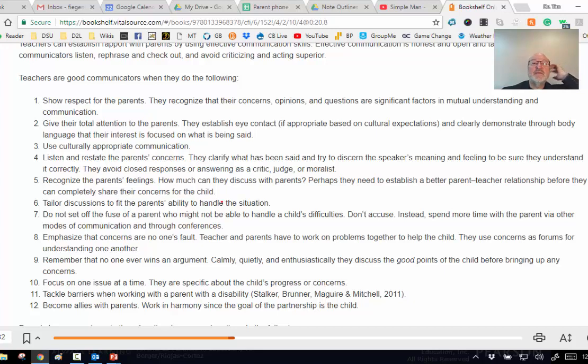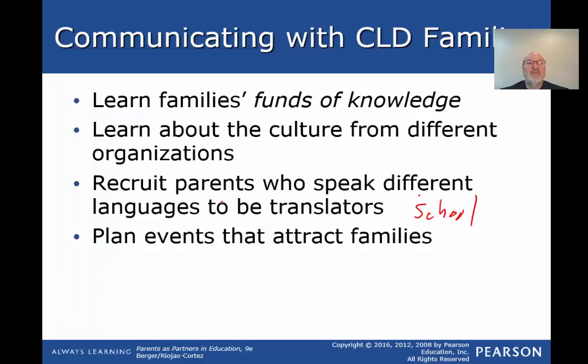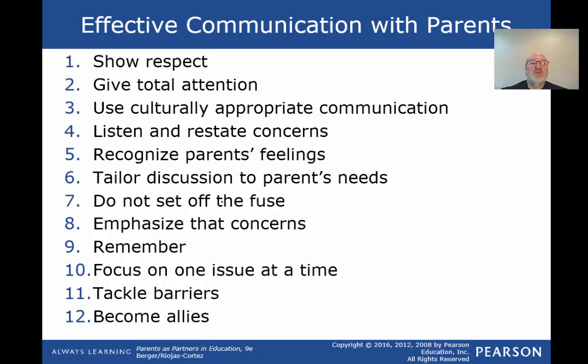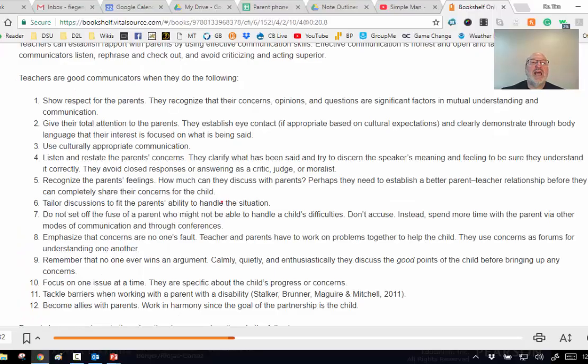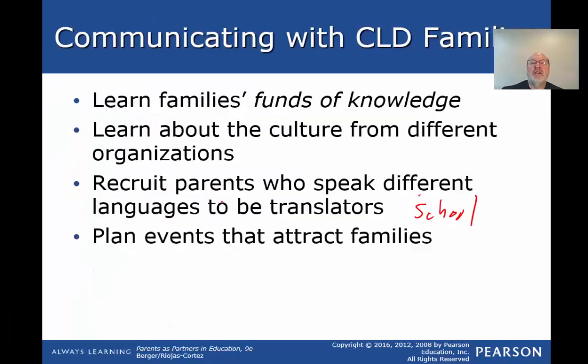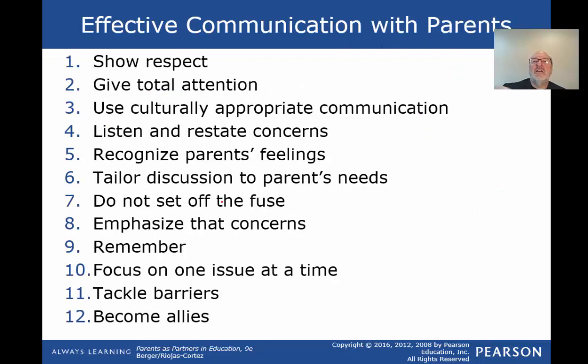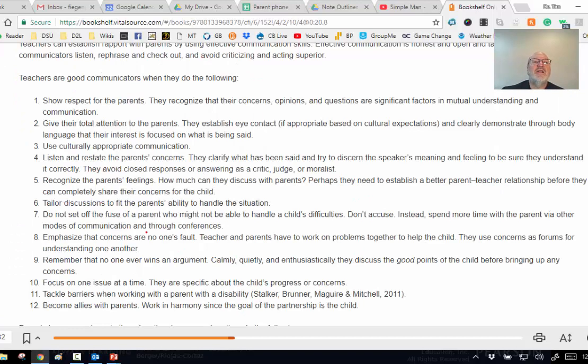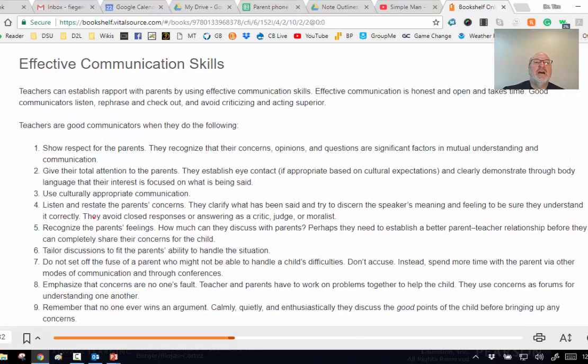And that comes from right here. And there's 12 of them here. And I'm going to just ask you to address each of these. This will be number 7. You make a comment or something so you remember these. And they come from right here. They're good communicators that do these things. They show respect. They give their total attention. Culture appropriate communications. And you can read this also.